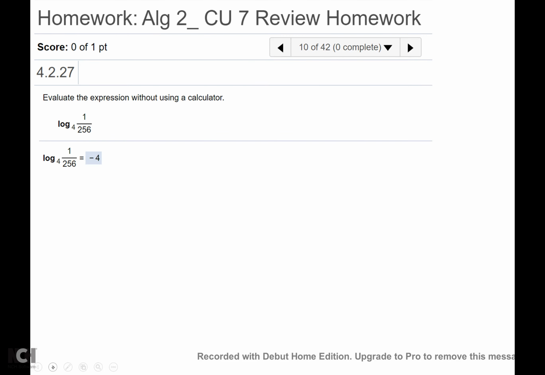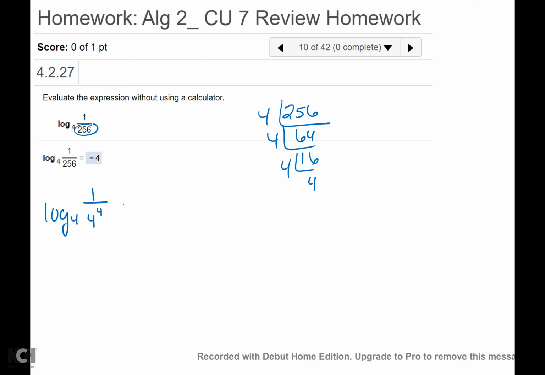Okay, evaluate the expression without using a calculator. Again, the trick is to rewrite this using 4's and get out of the denominator. So if I divide by 4's, 256 divided by 4 is 64, by 4 again is 16, by 4 again is 4. So I can rewrite 256 as 4 to the 4th. Then I can move it upstairs, so that would be log base 4 of 4 to the -4th. And now they match, so my answer is -4.